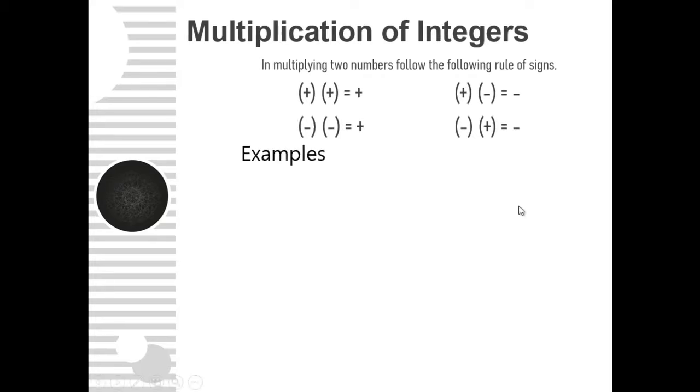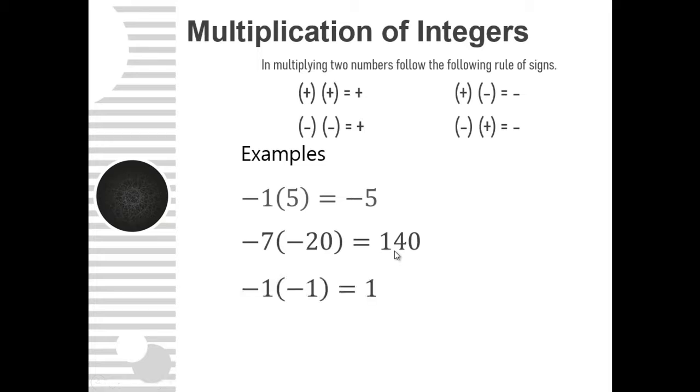Example, negative 1 times 5. So a negative and a positive multiplied, that is a different sign. So the answer will be, 1 times 5 is 5, negative 5. Then, negative 7 times negative 20. Both are negative, so the answer is a positive 140. Negative 1 times negative 1 is positive 1.